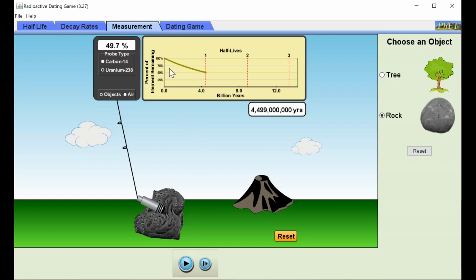So again, if we know the percentage of uranium that's left in our sample, then we can look at a graph like this and we can just read off and figure out how old that rock is. Or what that means is, when did that rock form? When did that lava harden and turn into that rock?